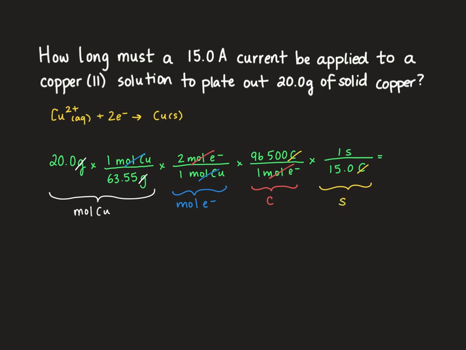So our math here: 20 divided by 63.55 times 2 times 96,500 divided by 15. Oof, we will be running this cell for a long time. To get out 20 grams of copper, we'll need to run this cell for 4,049 seconds, or if we want to put that into hours, that's going to be 1.12 hours.